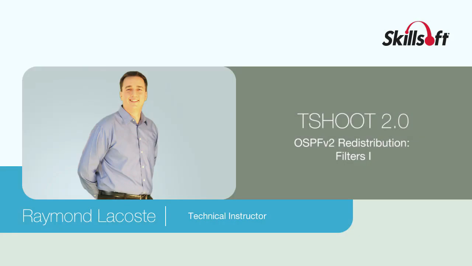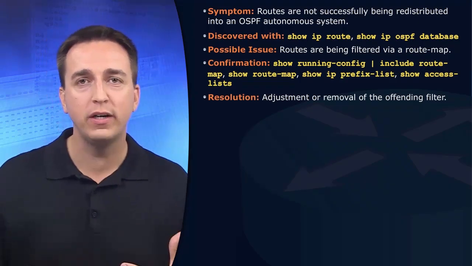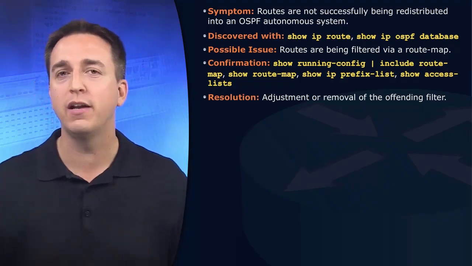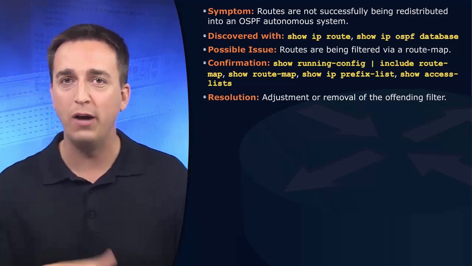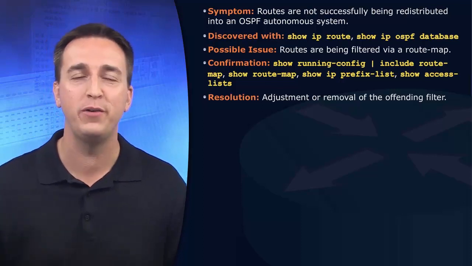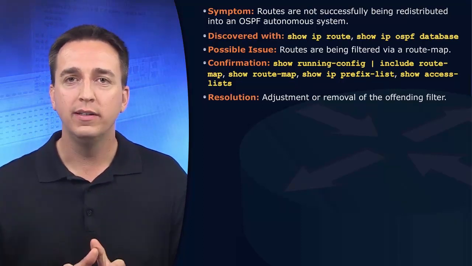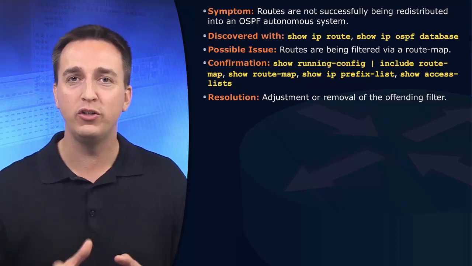You can filter the routes that are being redistributed using route maps. In addition to that, you can specify the metrics, the metric types inside of those route maps. So essentially, you can manipulate the behavior of the routes on an individual by individual basis as they are being redistributed. However, there's a lot of moving parts here when it comes to redistribution with route maps.